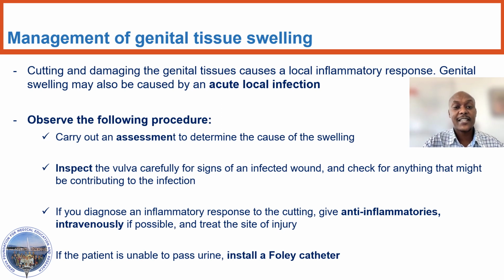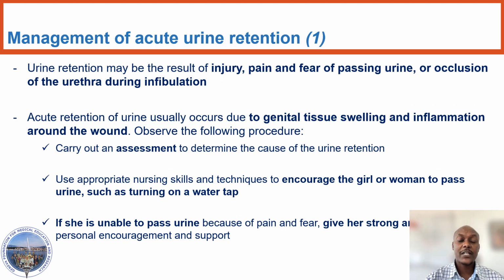First, you carry out an assessment to determine the cause of the swelling. Then you inspect the vulva carefully for signs of an infected wound and check for anything else that may be contributing to the infection. If you diagnose an inflammatory response to the cutting, you give anti-inflammatory agents intravenously if possible and treat the site of the injury. And if the patient is unable to pass urine, you install a Foley's catheter to release the obstruction. The final short-term or immediate health complication of FGM is acute urine retention.